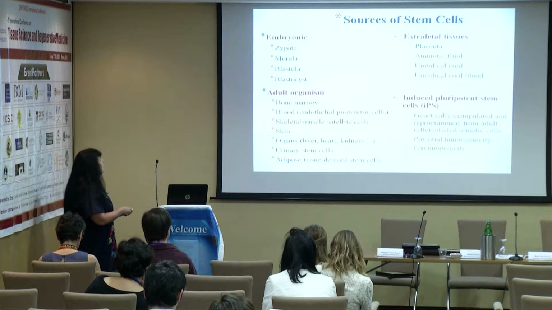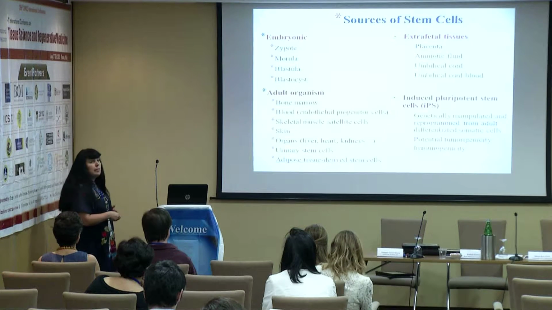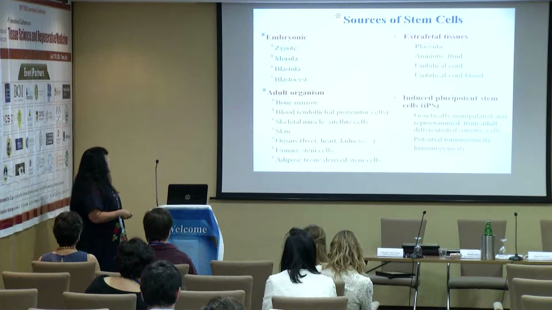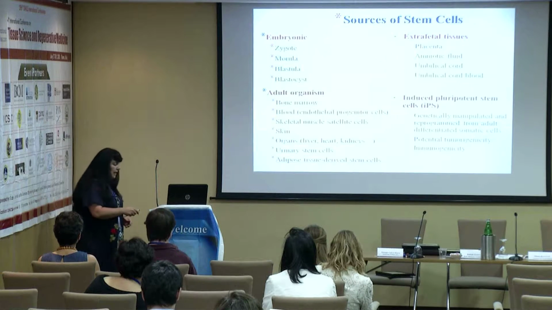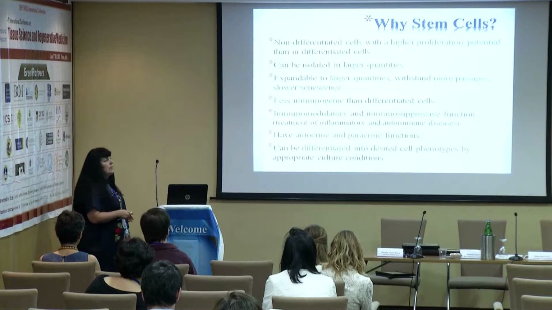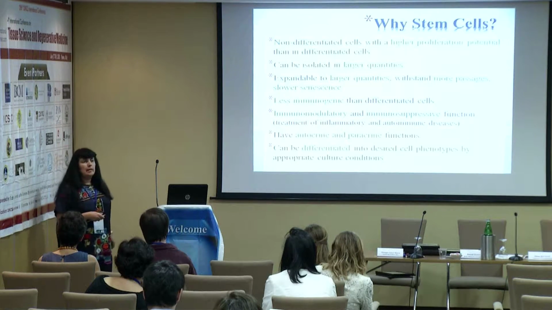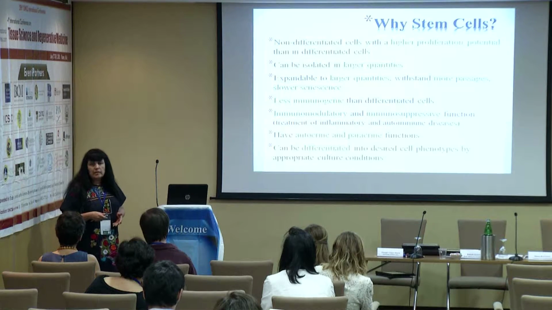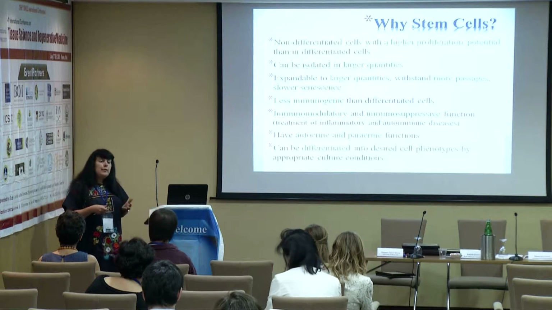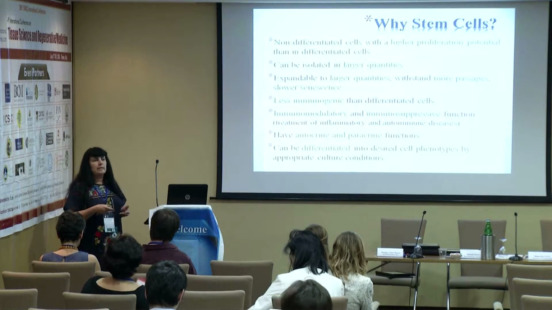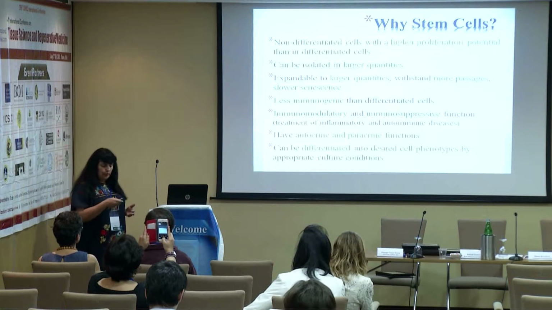They are present in bone marrow, blood, skeletal muscle, skin, practically in all organs in the human organism, and we concentrated on adipose tissue derived stem cells. The general question is why to use stem cells, because in previous years we concentrated on differentiated cells, osteoblasts, keratinocytes, smooth muscle cells, endothelial cells for our tissue engineering.